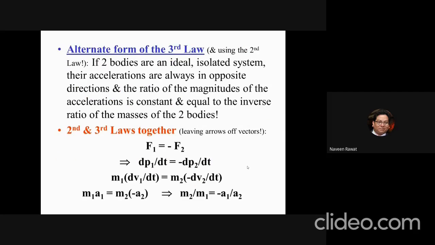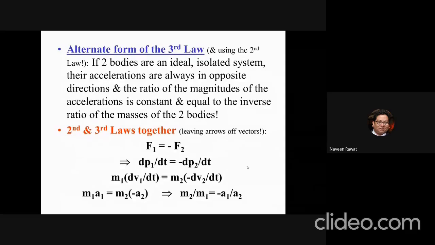Like we were discussing with the third law, there is an alternate way to express it, and sometimes it might be useful. We can say that if there are two bodies in an isolated system, that means there are no external forces acting on these bodies, then their accelerations are always in the opposite direction. We can also say that the ratio of the magnitudes of the accelerations is constant, and that ratio will be equal to the inverse ratio of the masses of the two bodies. This observation might be useful for you later on when you're trying to solve some problems.